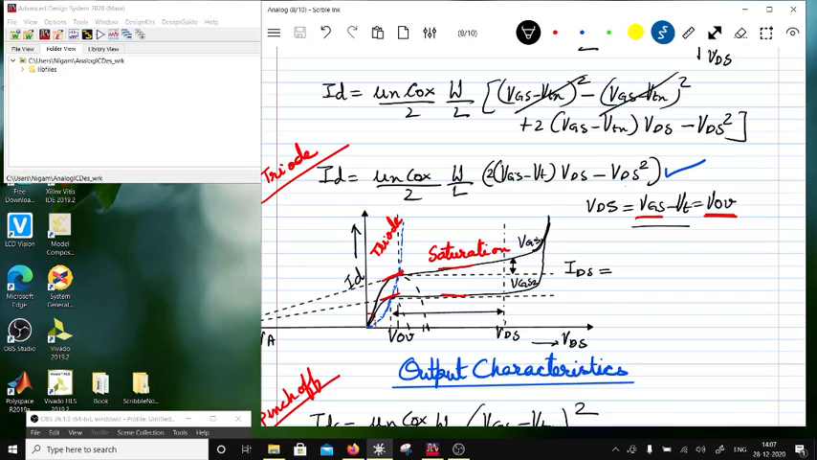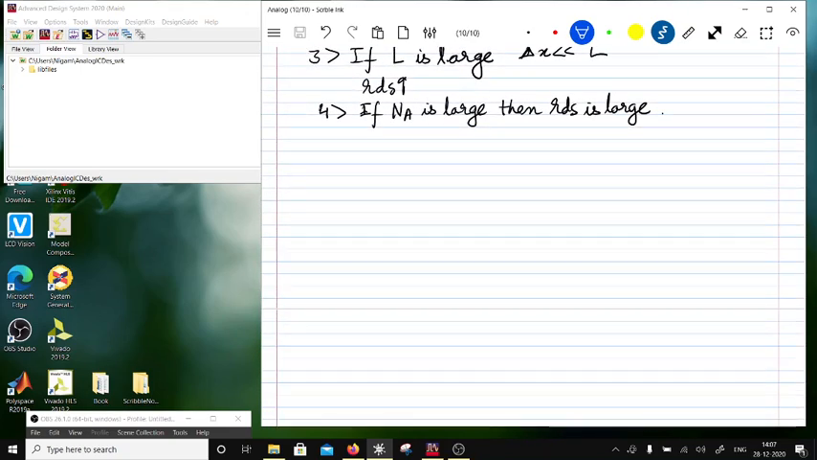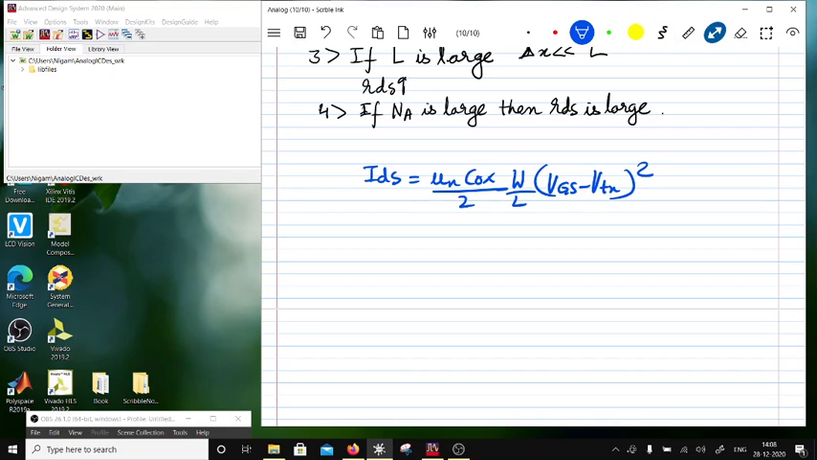Now, if you see this blue curve here, this is IDS versus VDS. If I was to draw IDS versus VDS, it goes like that. I will write here IDS is equal to mu N Cox by 2 times W by L times (VGS minus VTN) squared. So this is a square law nature, right? So let's see that square law nature. That square law nature is visible over here.